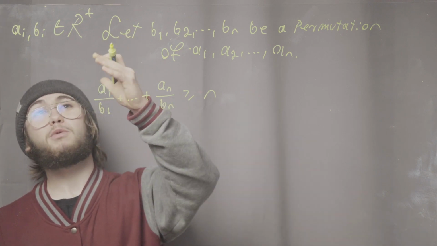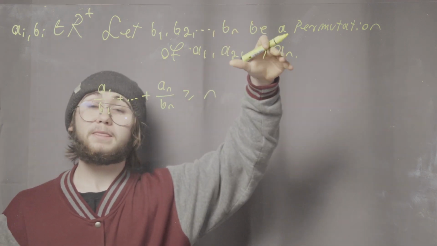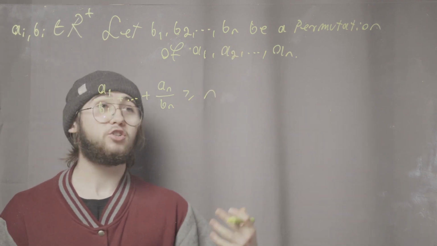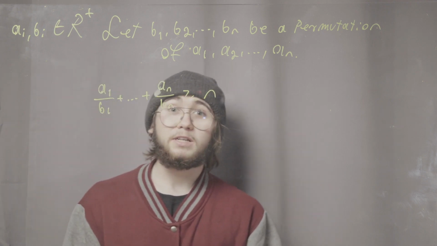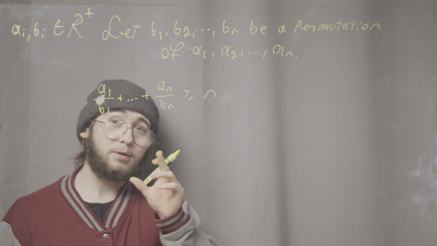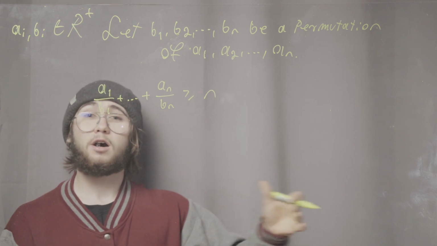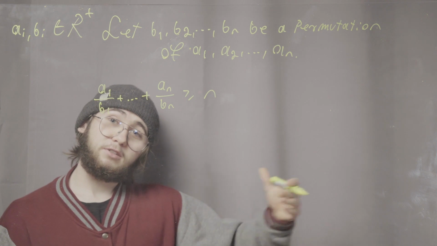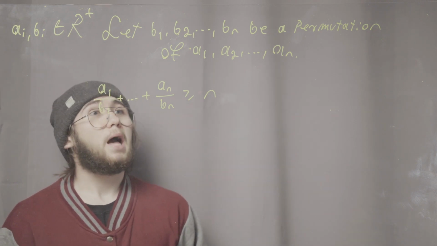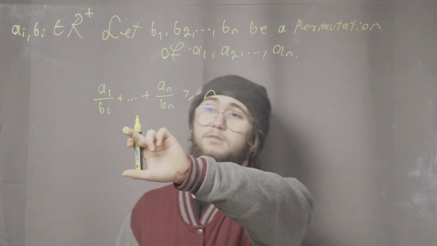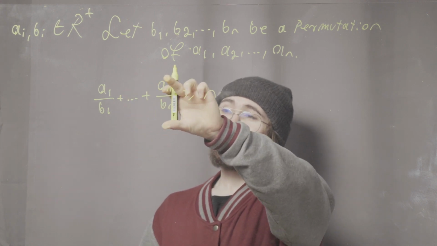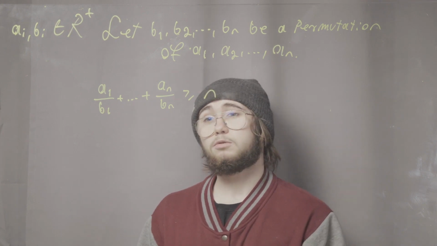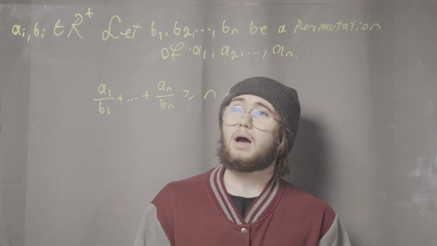So we're supposed to prove that for two sequences, the ais and bis, where the bis are just a permutation of the ais. What does it mean? It means that those are the same numbers. It's going to be crucial in this problem. They are the same numbers, but they are ordered differently, put in a line in a different order. So we suppose that the sum of those fractions, a1 over b1 up to an over bn, is greater than or equal to n for all values of n. Beautifully. So how can we do it?